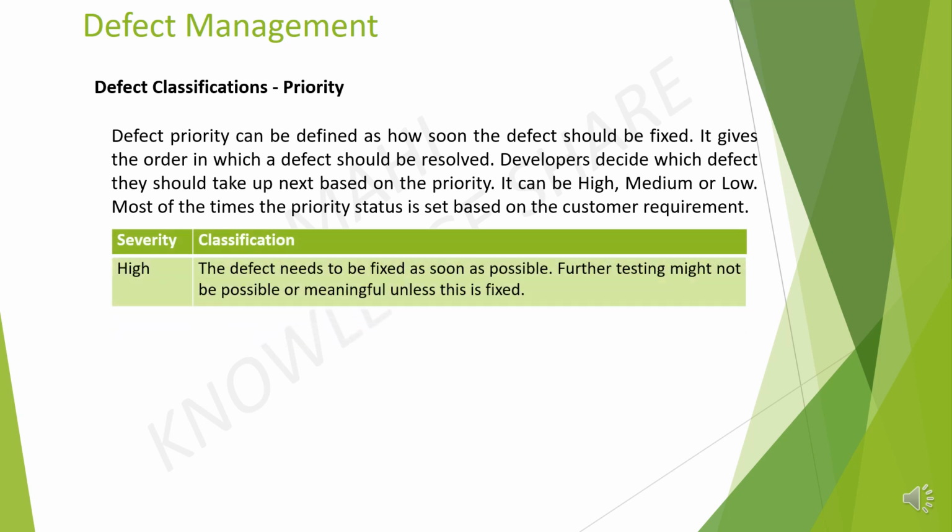First, high. High priority means the defect needs to be fixed as soon as possible. Further testing might not be possible or meaningful unless this is fixed.